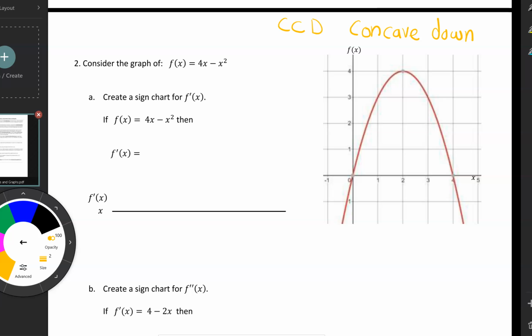So I have the function value there. Let's do the first derivative sign chart. Let's do the second derivative sign chart. Let's connect the ideas there. Okay, so first derivative.